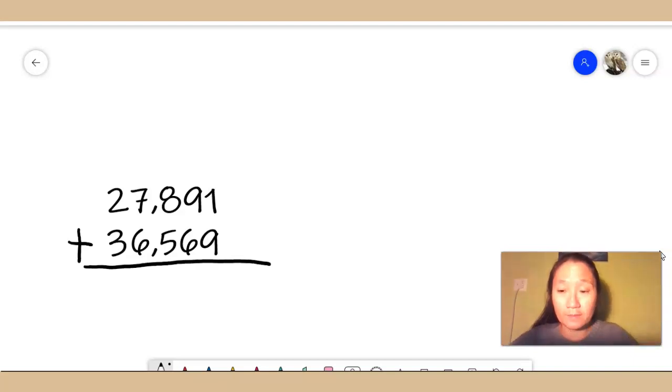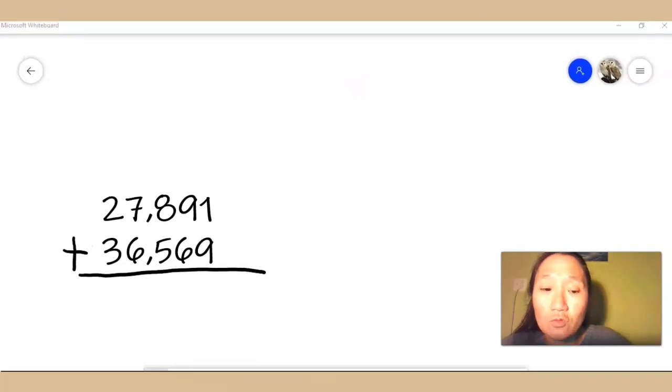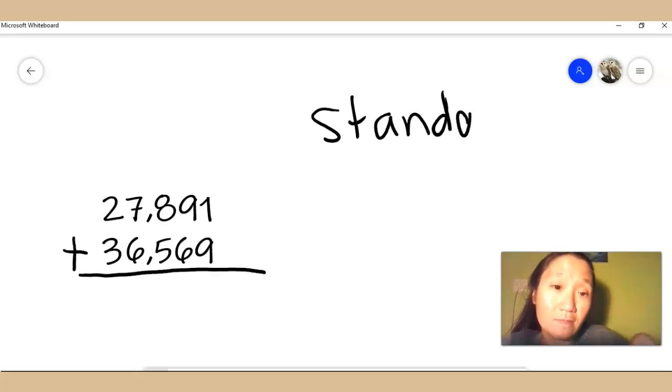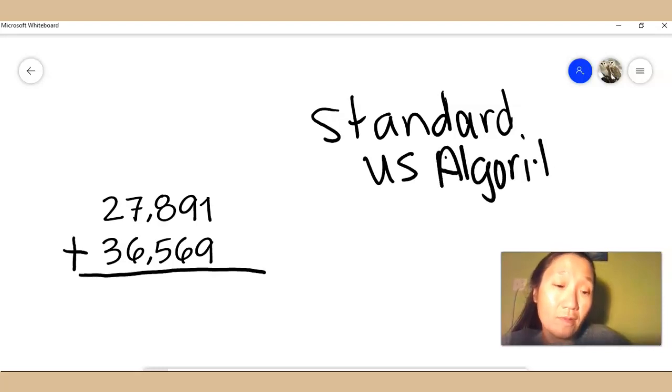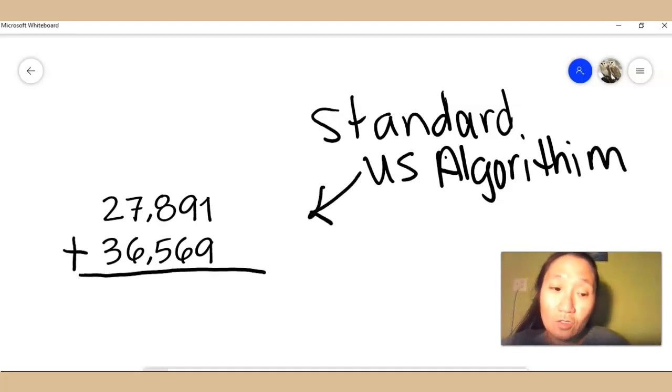I will be working with you guys and just doing some double checks on some math strategies you are working on. Now, I wanted to remind you that the addition strategy you are working with is going to be the standard algorithm, the US standard algorithm, which looks like this, and it's also what's known as your carry and borrow.